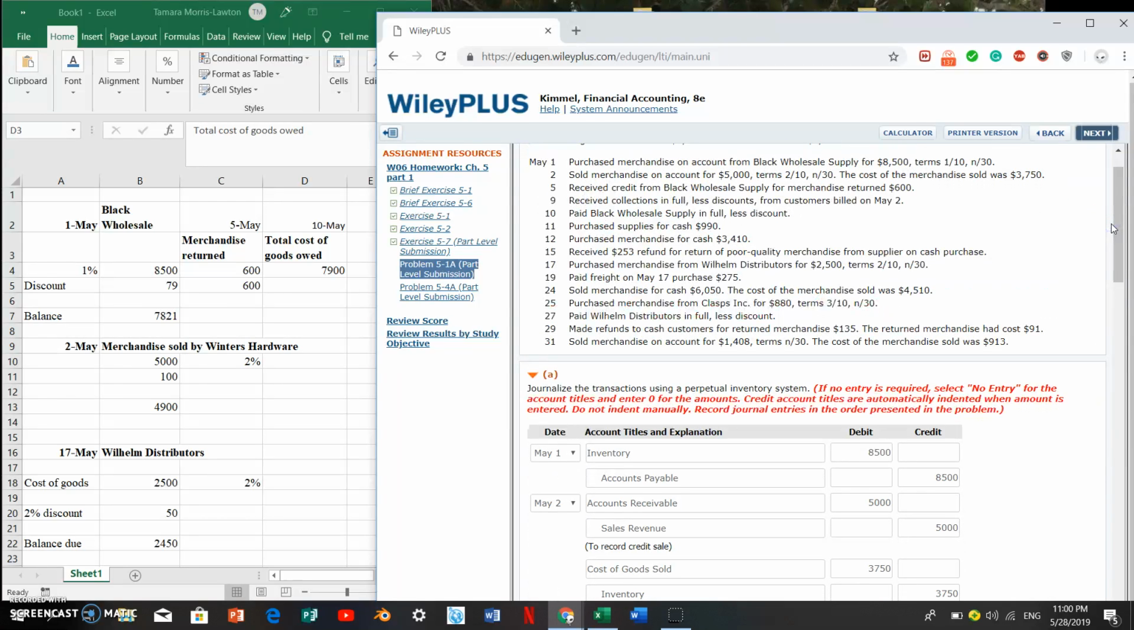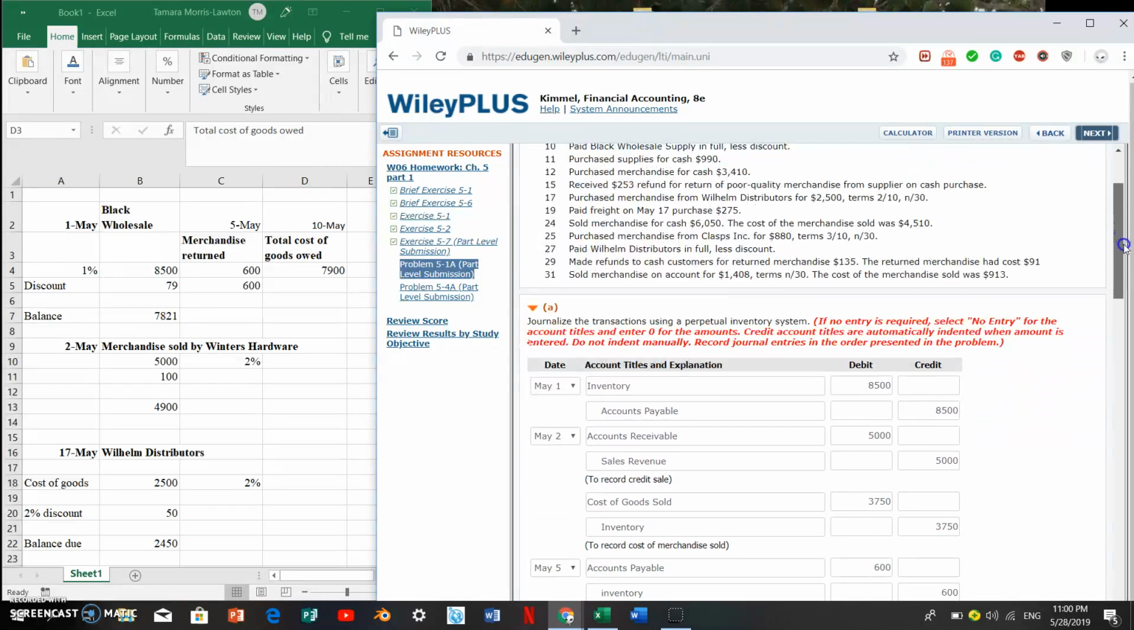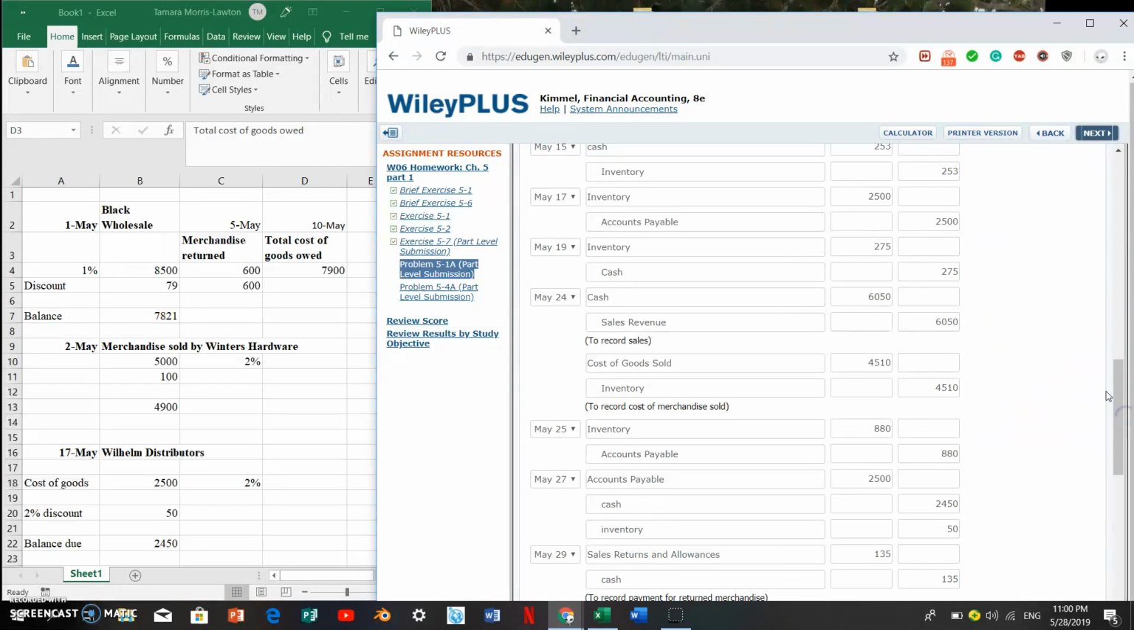On May 25th, they purchased merchandise from Class Inc. for $880 at the terms 3/10, n/30. So they purchased on account on May 25th. So we will debit the inventory account with $880 and credit the accounts payable account with $880.